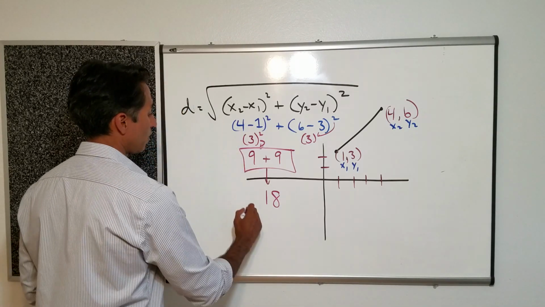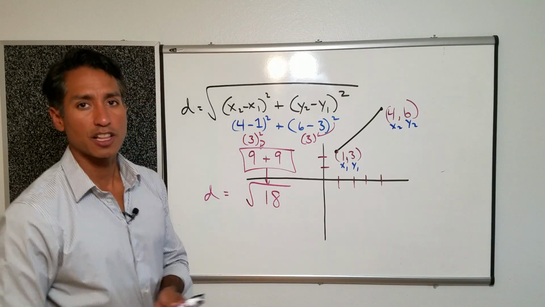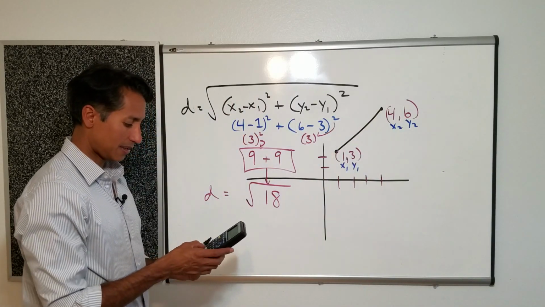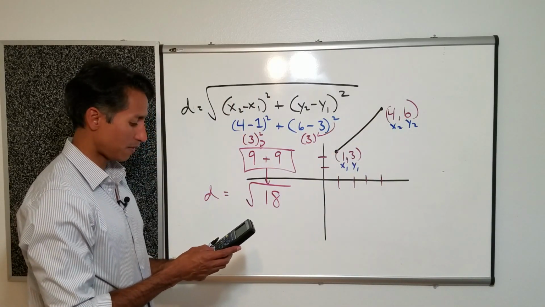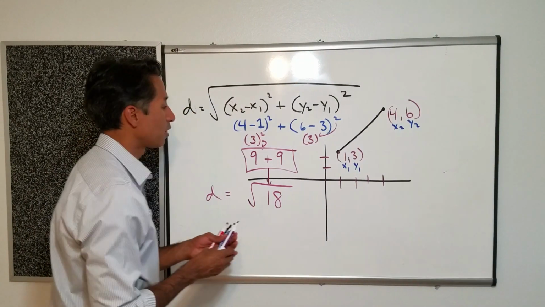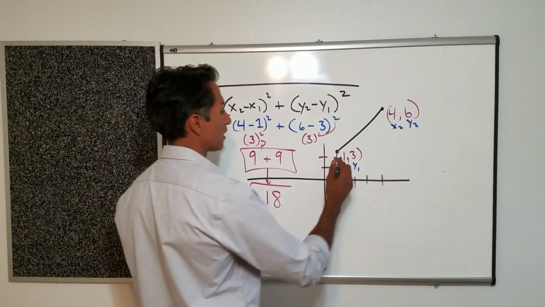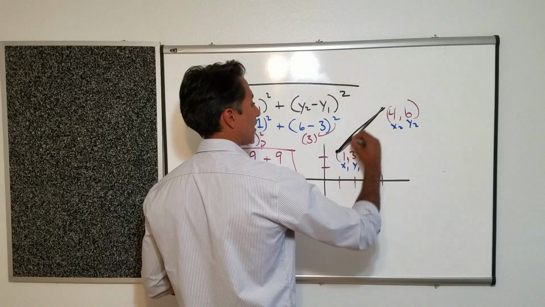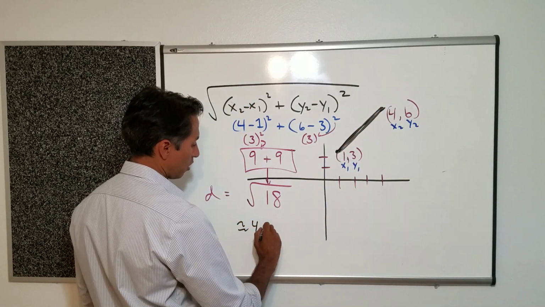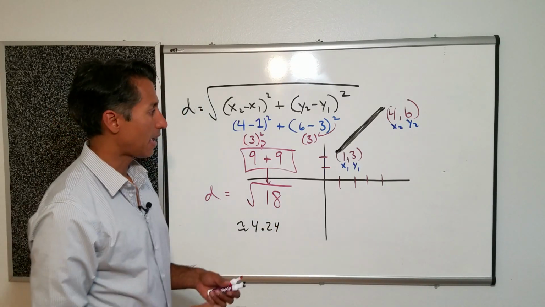I have my square root sign, and then from there, it's all about the calculator. So let's plug it in and see what we get. The square root of 18 is about 4.24. So it's just a little bit over 4. So when it comes to the actual distance of this line right here, we're saying it's about 4.24.